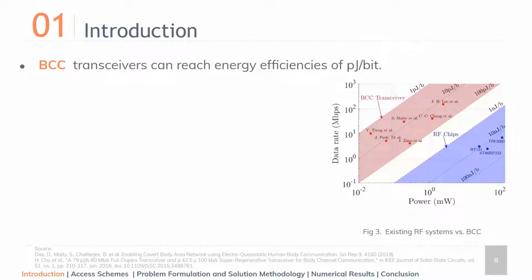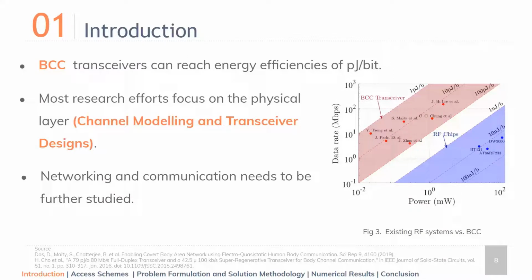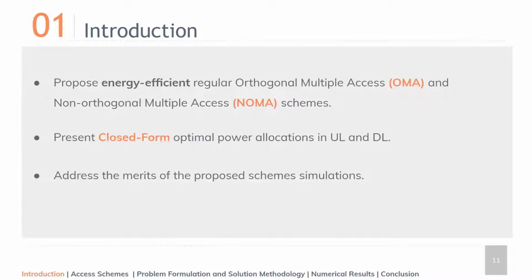We see that BCC transceivers highlighted in red can operate at an efficiency in the order of picojoule per bit, while achieving high data rates in comparison to RF chips. This is a very promising energy efficient technology to implement IoB. However, most of the research effort is focused on optimizing the transceiver design and channel modeling, yet networking and communication requires further investigation. Therefore, in this work, we look into orthogonal and non-orthogonal multiple access schemes to permit multi-point communication, and we present optimal power allocations for both schemes, uplink and downlink traffics. We address the merits of the proposed schemes through simulations.